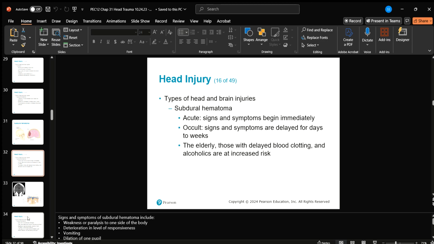He'd already had a previous brain bleed, and one problem with brain bleeds is that if you've had one in the past, you're more likely to sustain another one. The elderly, those with delayed clotting factors and alcoholics are at increased risk. So delayed clotting factors, or maybe they've had a stroke before. If a patient has had a stroke, what type of medication are they going to get put on? Blood thinners. And blood thinners make it more difficult to clot.